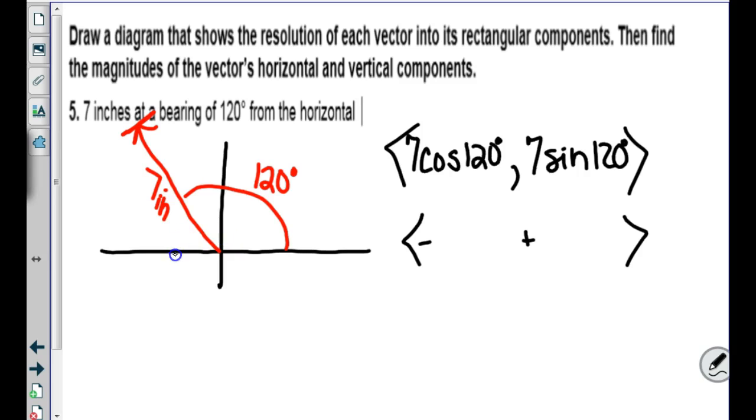Let's see, that leaves 60. So the y, yeah, this one should be 1/2. I was just trying to figure out which one had a 1/2, and this would be 7 square roots of 3/2. But what's that give me?